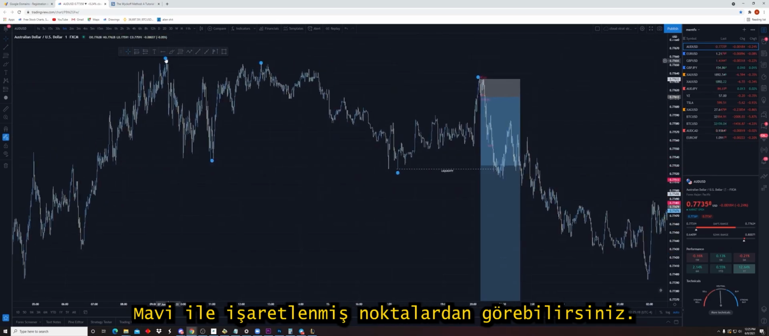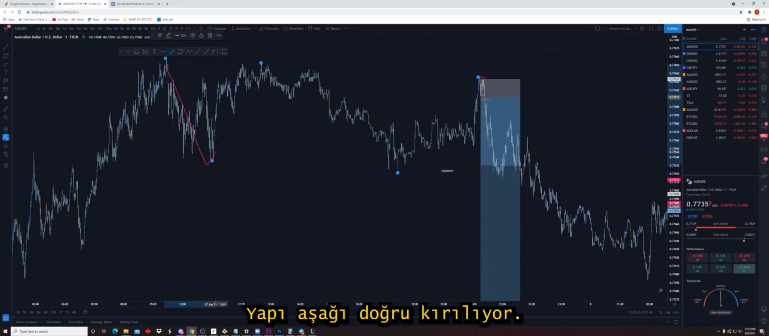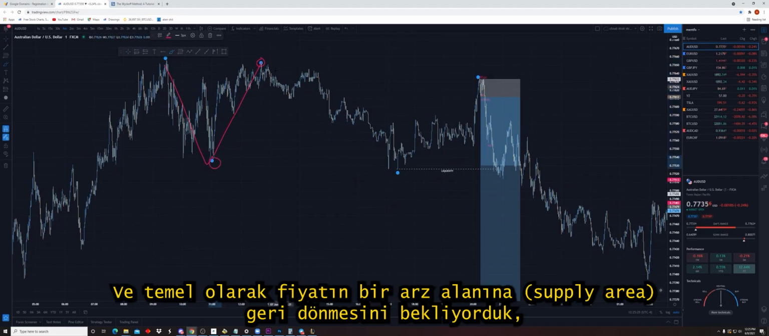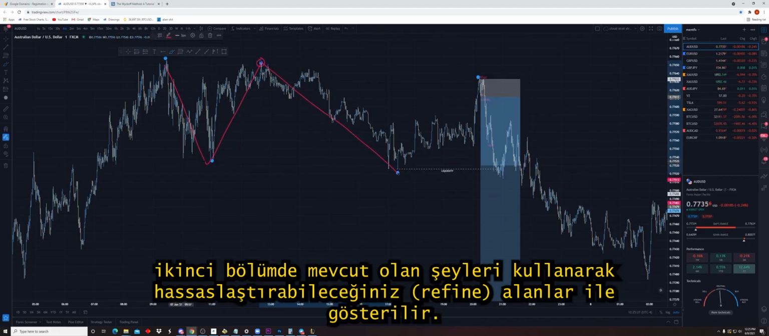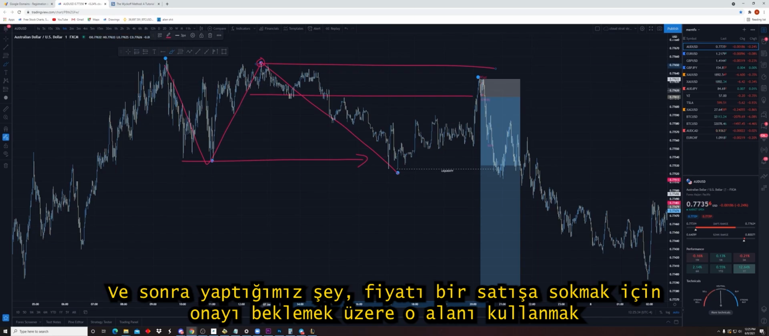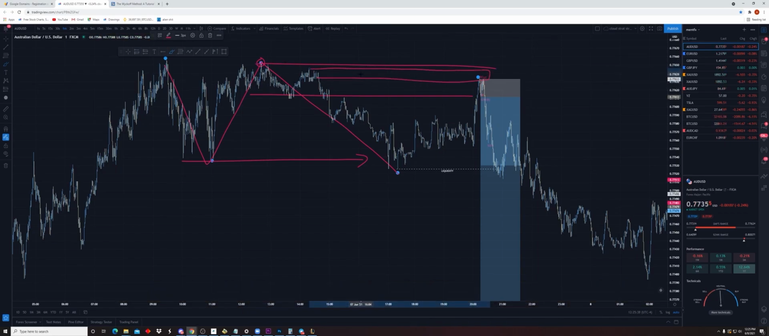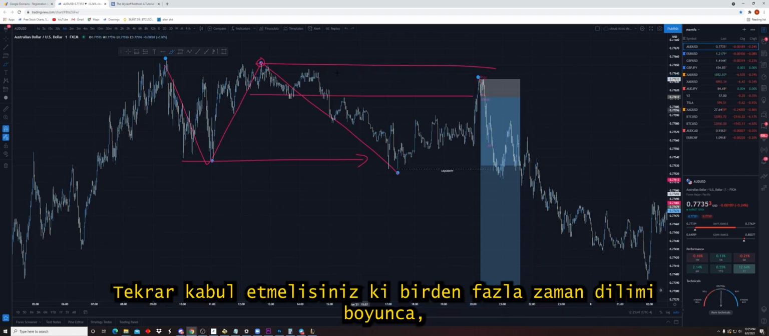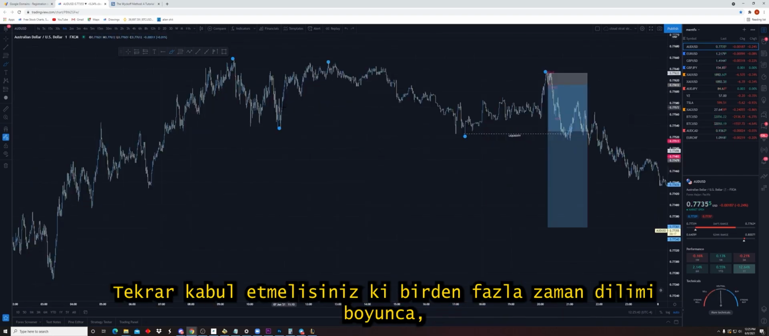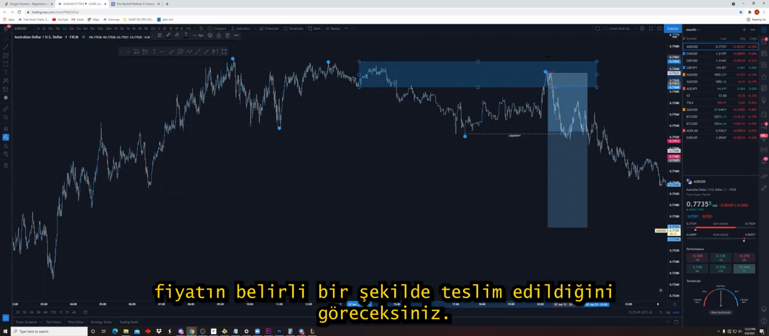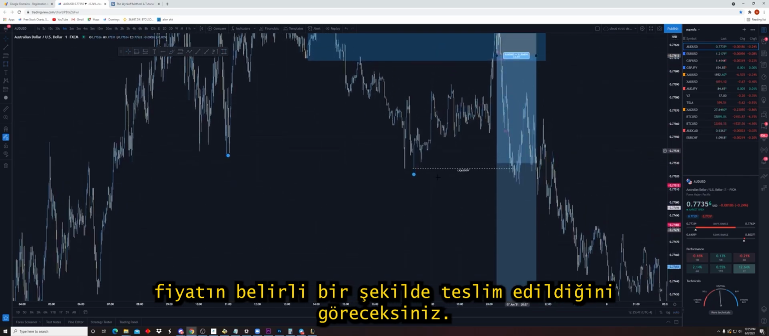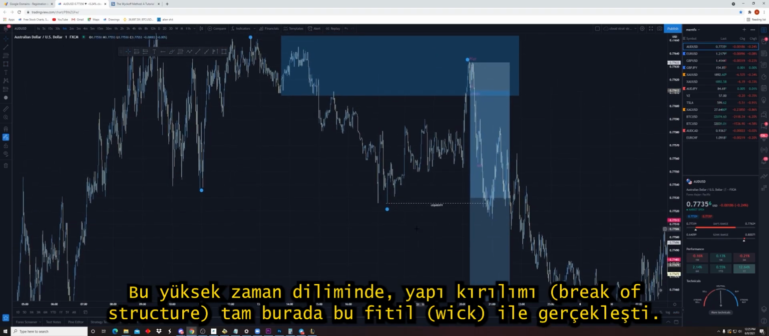So what we had is structurally on a higher time frame, we were breaking down like so, right? You can see it by the blue denoted dots. The breaks of structure lower. And we were basically looking for price to trade back up into an area of supply, which again is shown by either MentFX blocks or refined areas that you can go ahead and refine using the things available in section 2. And what we did then is we used that area to wait for the confirmation to take price into a sell and take it down again below the liquidity created by that move.